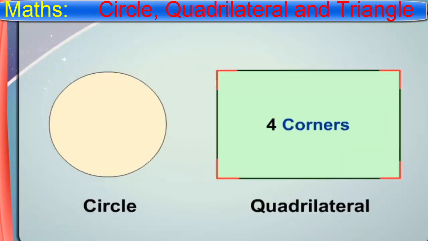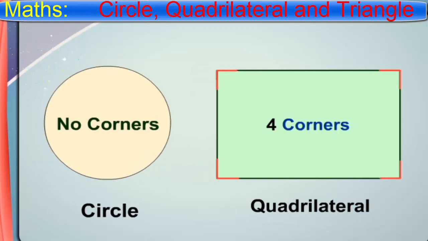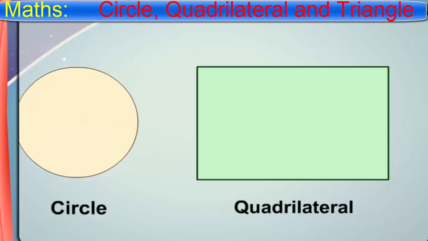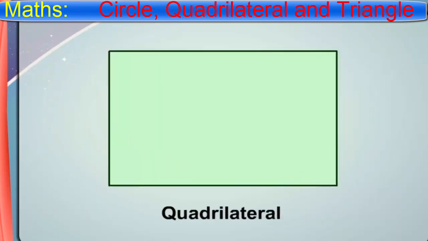But there are no corners in a circle. Yes, that's right. There are no corners in the circle, but there are 4 corners in a quadrilateral. What else can you see in the quadrilateral? Here we can see straight lines too. Yes, there are straight lines in the quadrilateral.